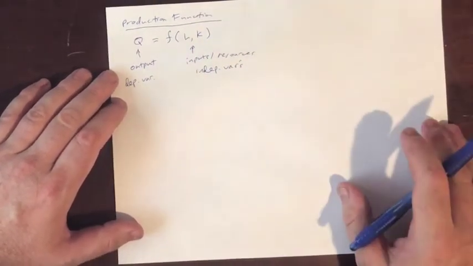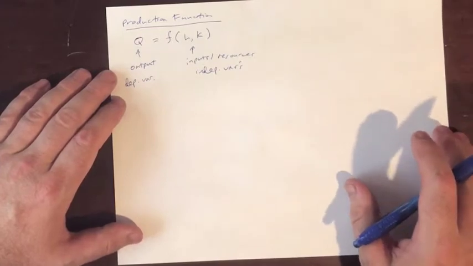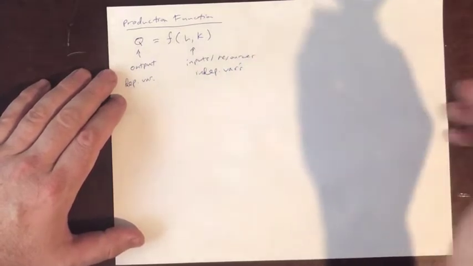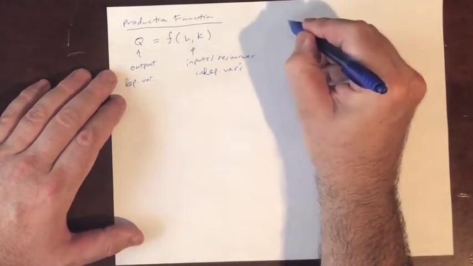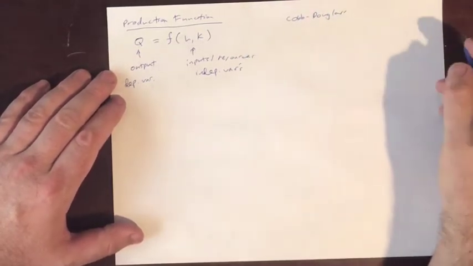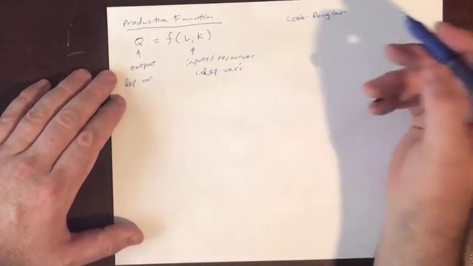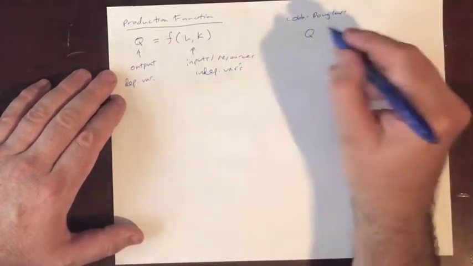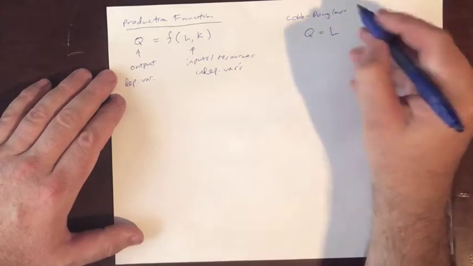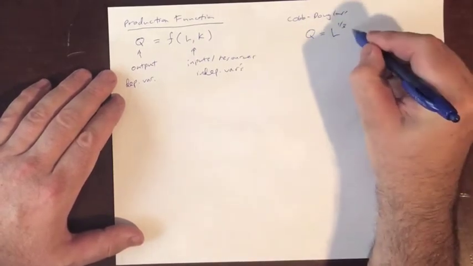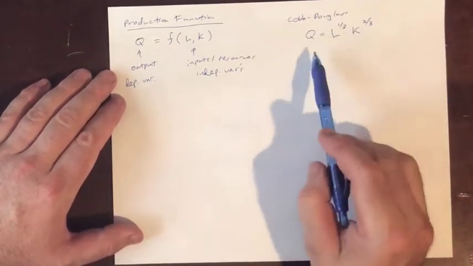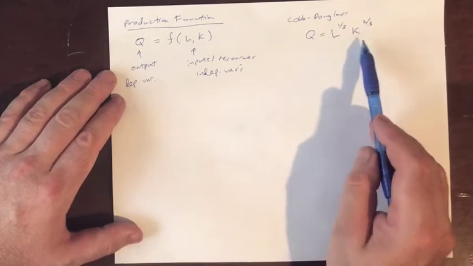Now, if you're wondering what is the exact nature of this function, we're not going to get into it that much in introductory microeconomics, but I'll give you a famous example. There's a class of production functions known as the Cobb-Douglas production function, which has this kind of form: Q, output, equals labor, let's say raised to the 1/3 power, times capital raised to the 2/3 power. This is an example of a mathematical function with these two variables.